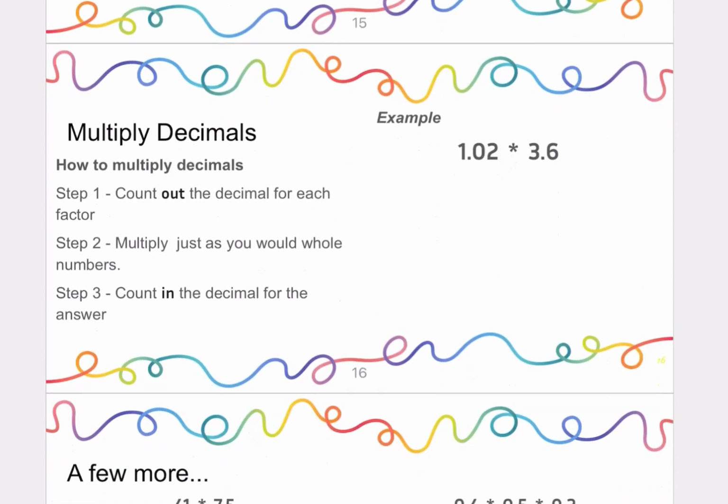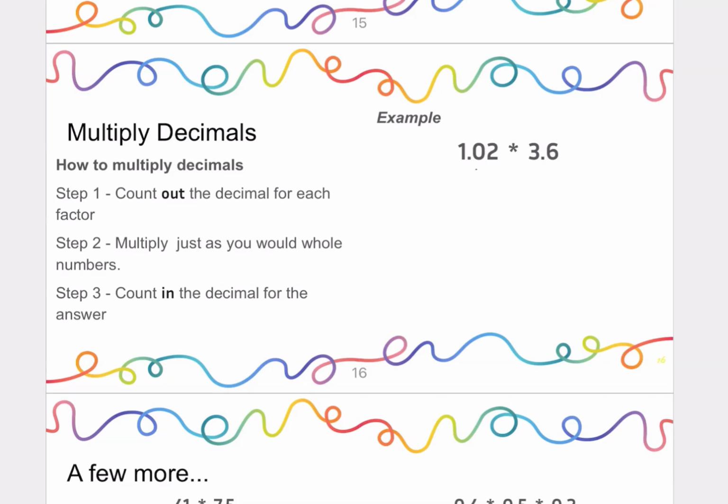When we are multiplying decimals, we have to make sure that we follow these steps. Step number 1 is to count out the decimal for each factor. Step number 2 is to multiply the numbers as we would if they were whole numbers. And step number 3 is to count the decimals back into the answer. Let me show you what I mean by that.